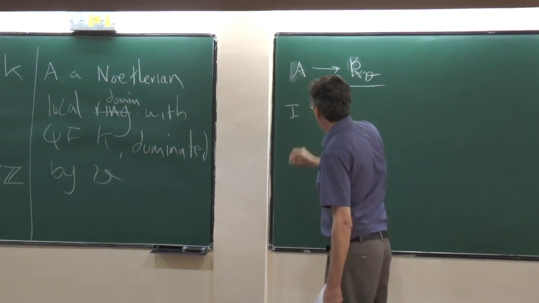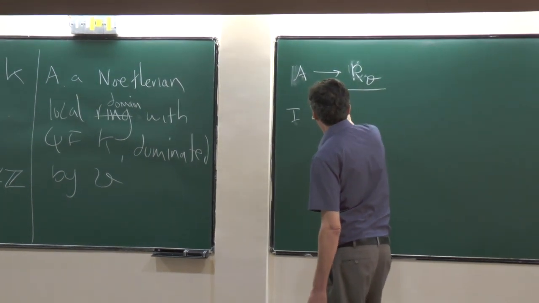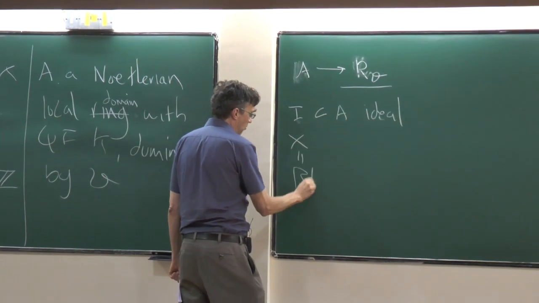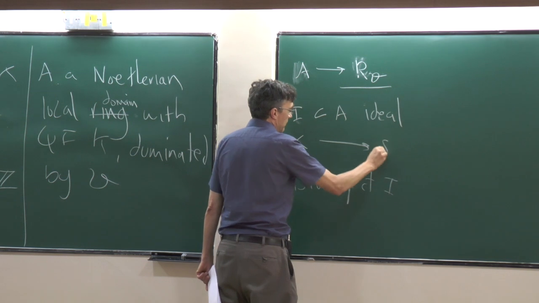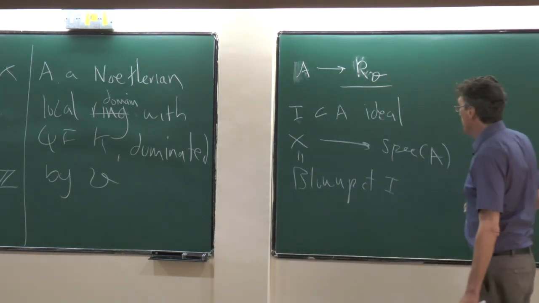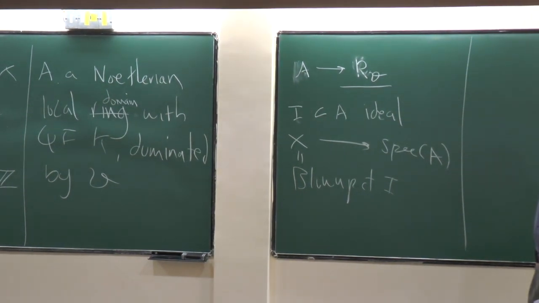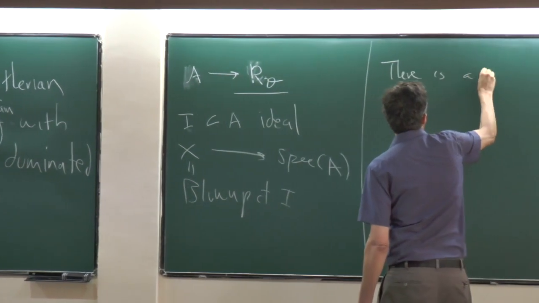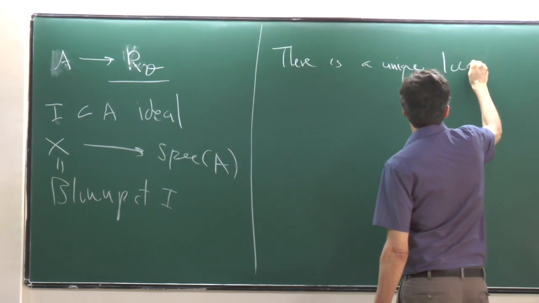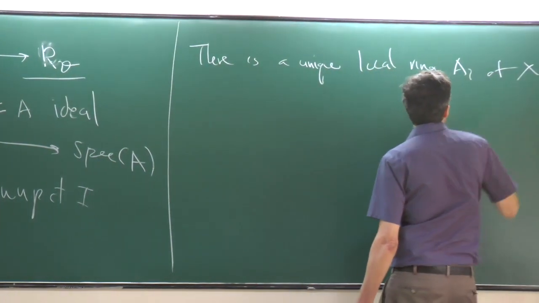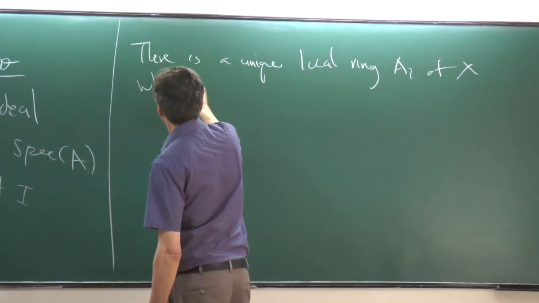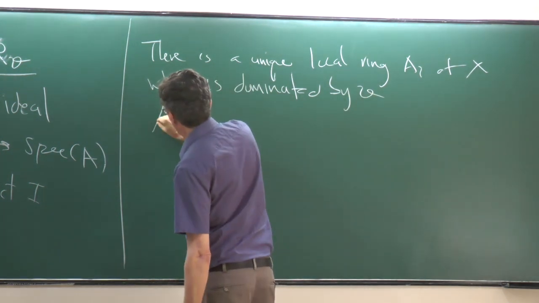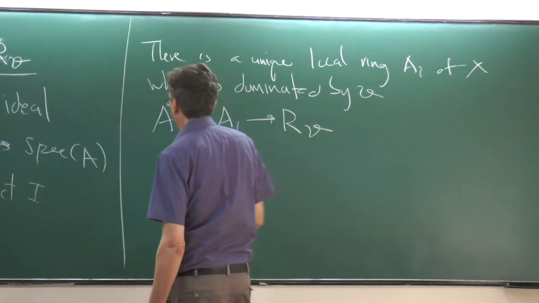Okay, so there's one construction in here which really goes back to Zariski, where you have an ideal I, and then you can take X to be the blowup of I to the spectrum of A. And this has the property that there's a unique local ring of X, which is dominated by the valuation. Local ring A1 of X, which is dominated by the valuation. So one has a diagram, vertical arrows, which we will write like that.